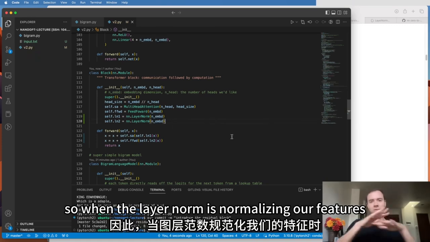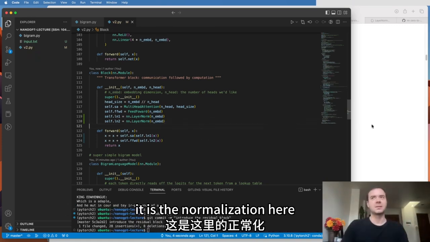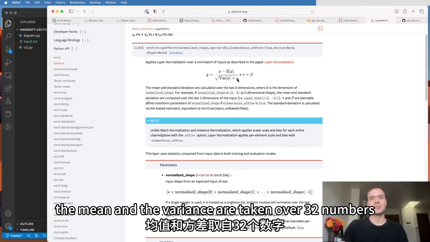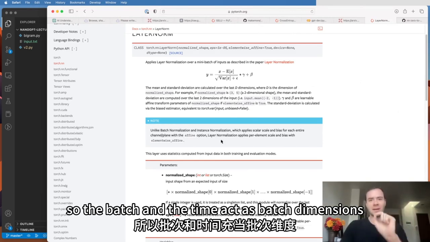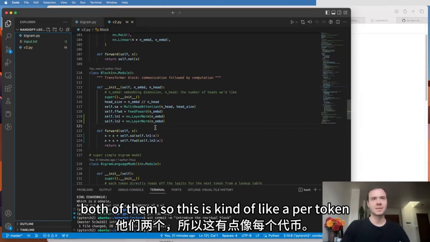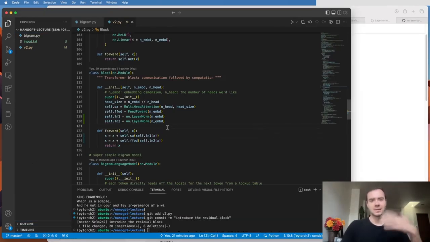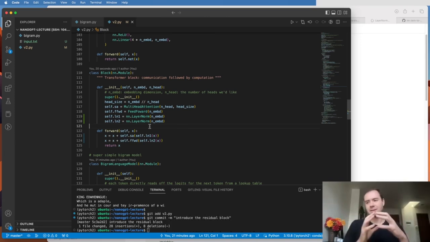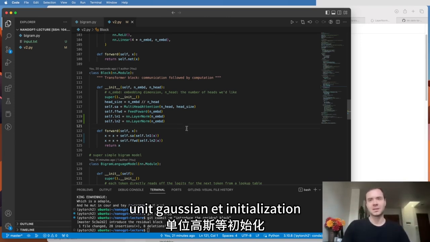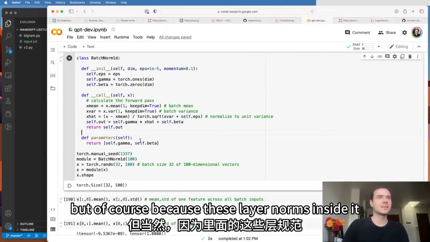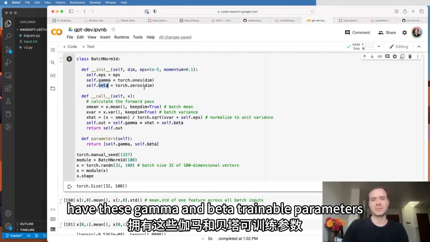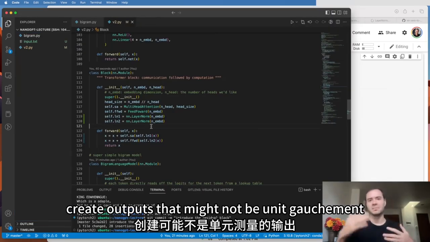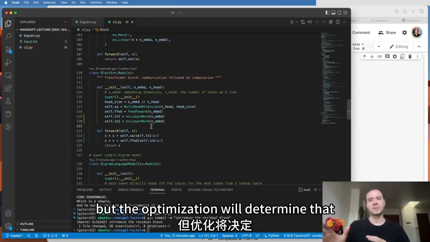So when the layer norm is normalizing our features, the mean and the variance are taken over 32 numbers. So the batch and the time act as batch dimensions, both of them. So this is kind of like a per token transformation that just normalizes the features and makes them unit mean, unit Gaussian at initialization. But of course, because these layer norms inside it have these gamma and beta trainable parameters, the layer norm will eventually create outputs that might not be unit Gaussian, but the optimization will determine that.